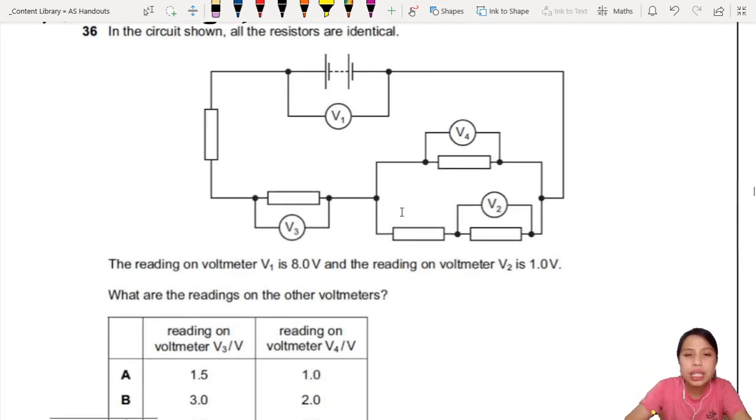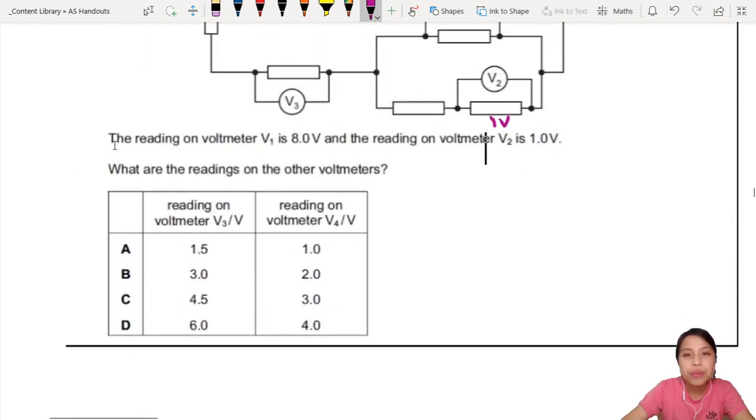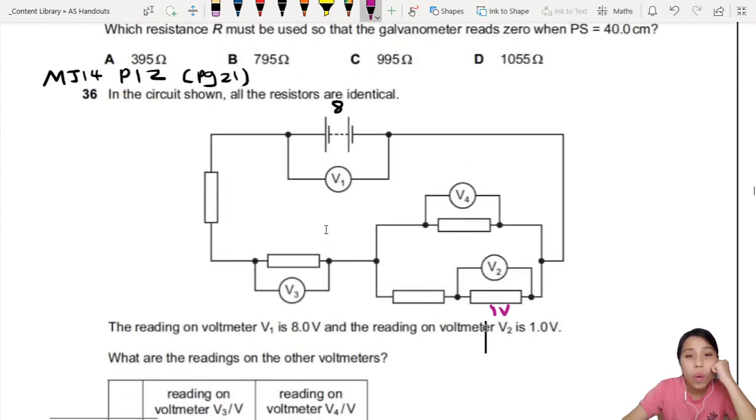The reading of the voltmeter is 8 volts. Label that 8. And the reading on voltmeter 2, where on earth is that? It's 1 volt. So that means the potential drop across this one is 1 volt. That's all we know. What are the readings on the other voltmeters? How to find? And it gives you a whole bunch of values down here. They want V3 and V4. V4 is this one, V3 is this one. How to start? Take this as a puzzle challenge.